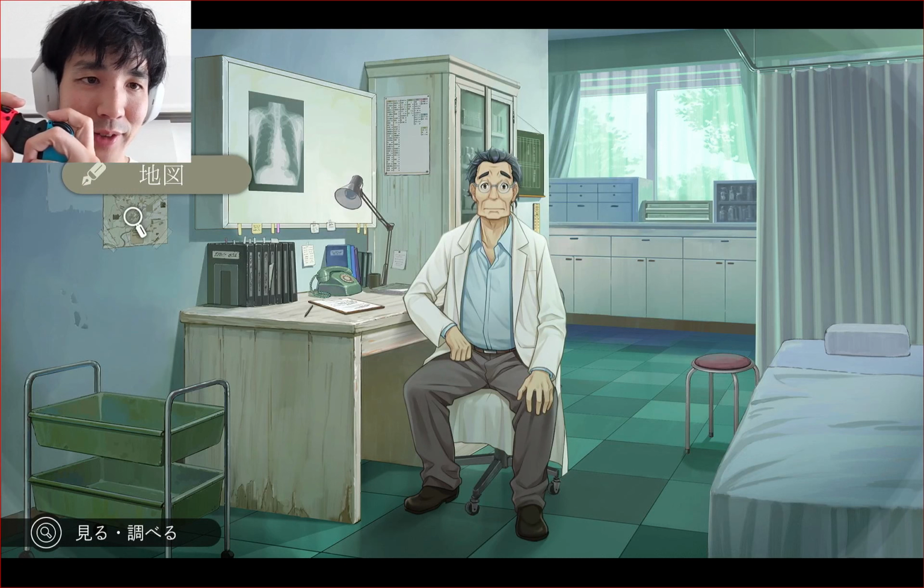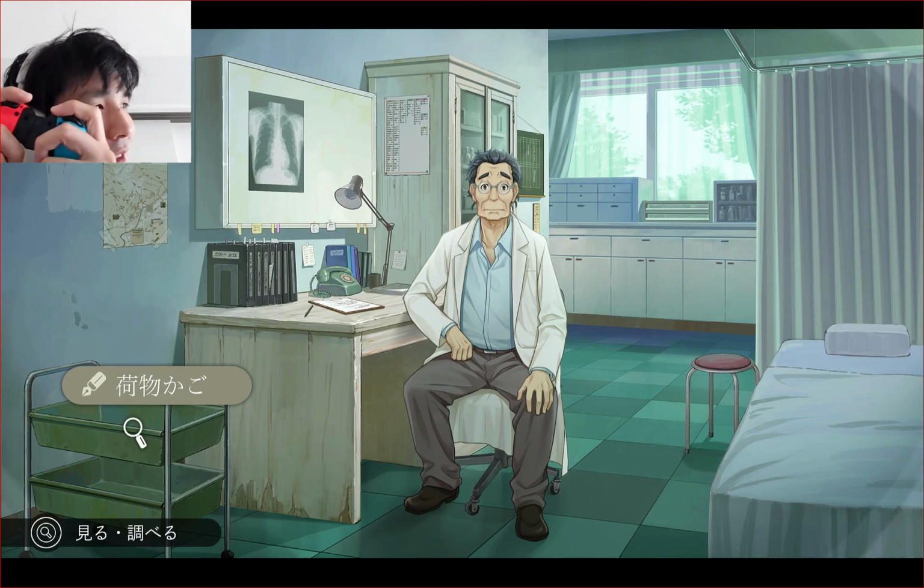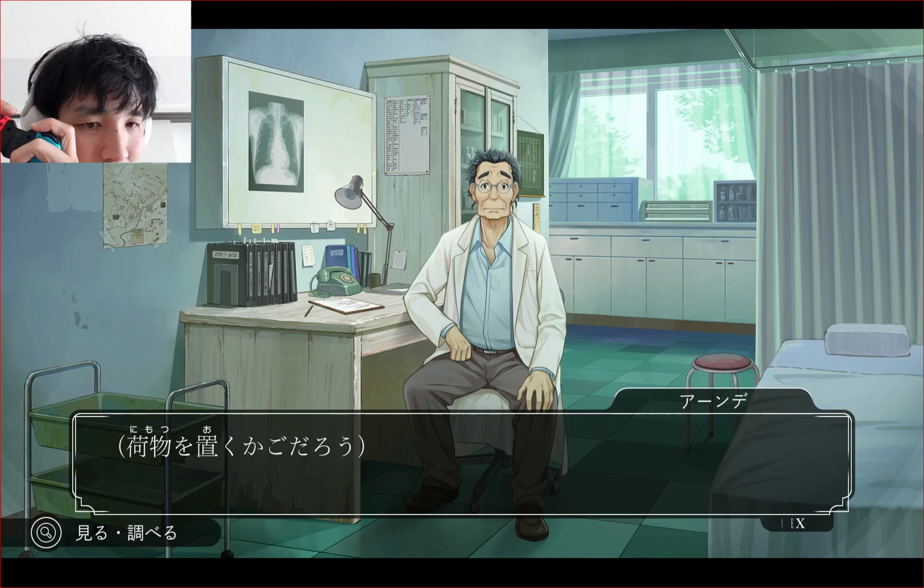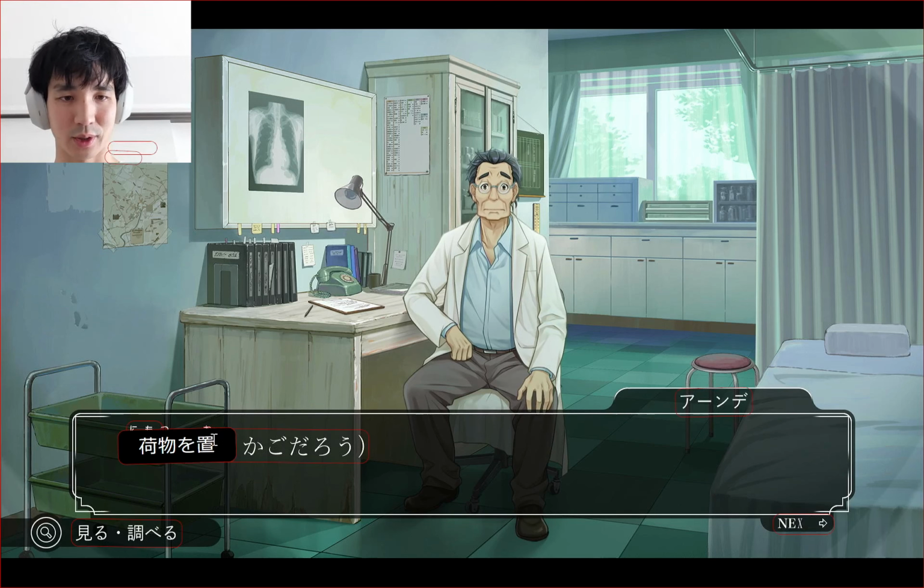Okay, what else can we look at? There's the map. What are these? Nimotsu kago. Are these the things you see in all the Japanese restaurants? They always give you something to put your bag in. 荷物を置くカゴだろ。Nimotsu o oku kago daro. Yeah, places to put your bag. Nimotsu o oku. Like to put.